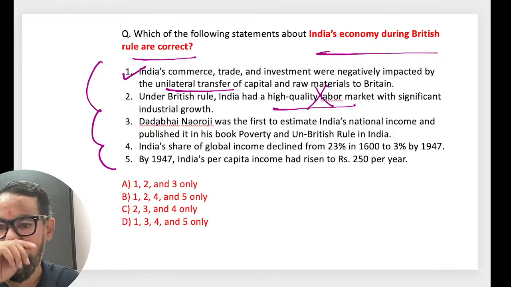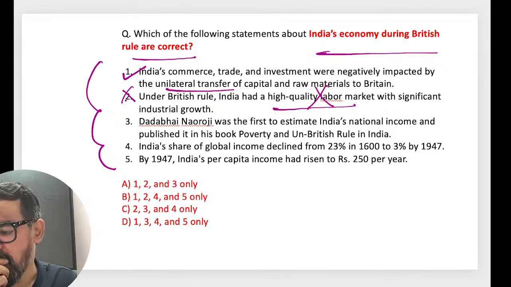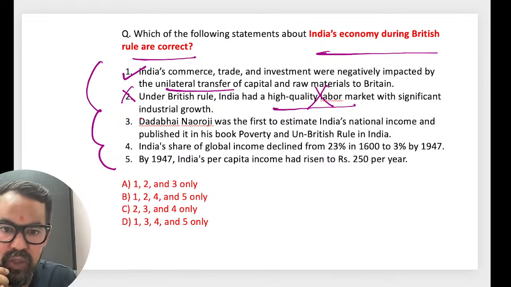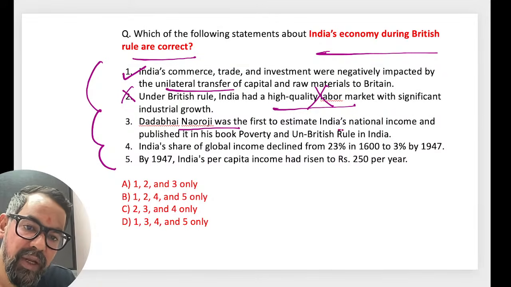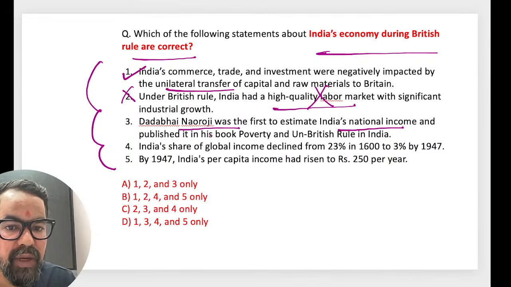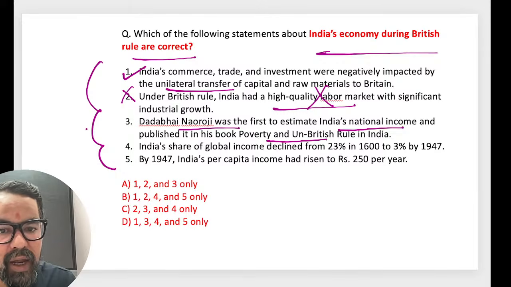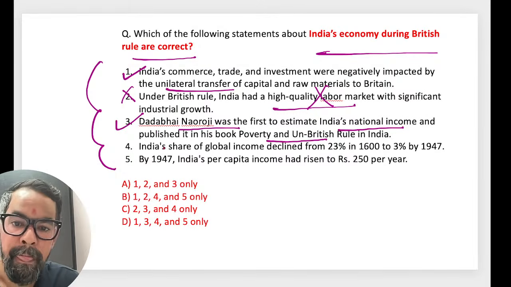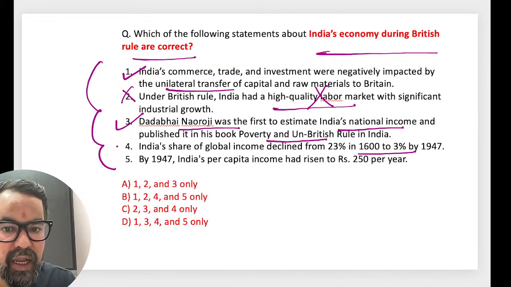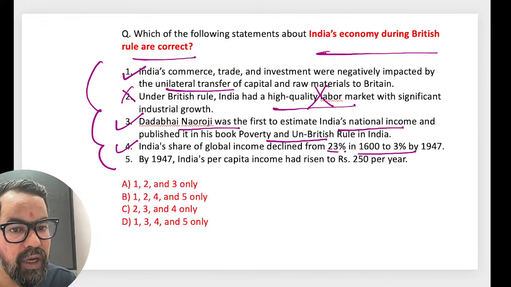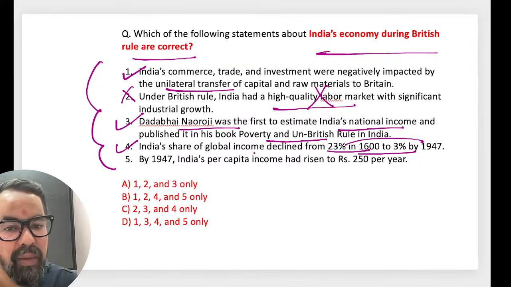ठीक है, लेबरों के खिलाफ और साथ में उन्होंने कुछ भी ऐसा, there was no initiative by the ब्रिटिश रूल्स. The next one, Dadabhai Naoroji was the first to estimate India's national income and publish it in his book Poverty and Un-British Rule in India. 100% true. ठीक है, next one, India's share of the global income declined to this in 1947. ठीक है, if you compare 1600 it was 23% and in 1947 it comes to 3%.